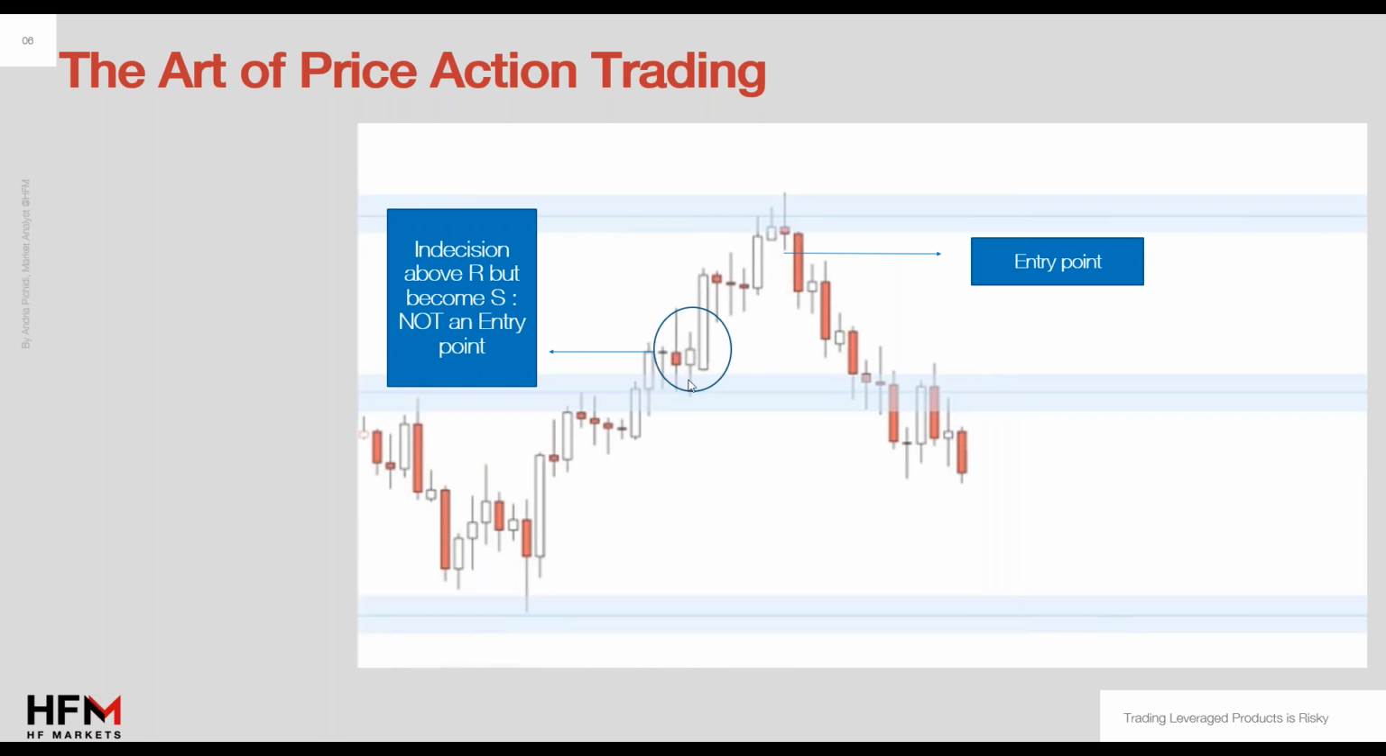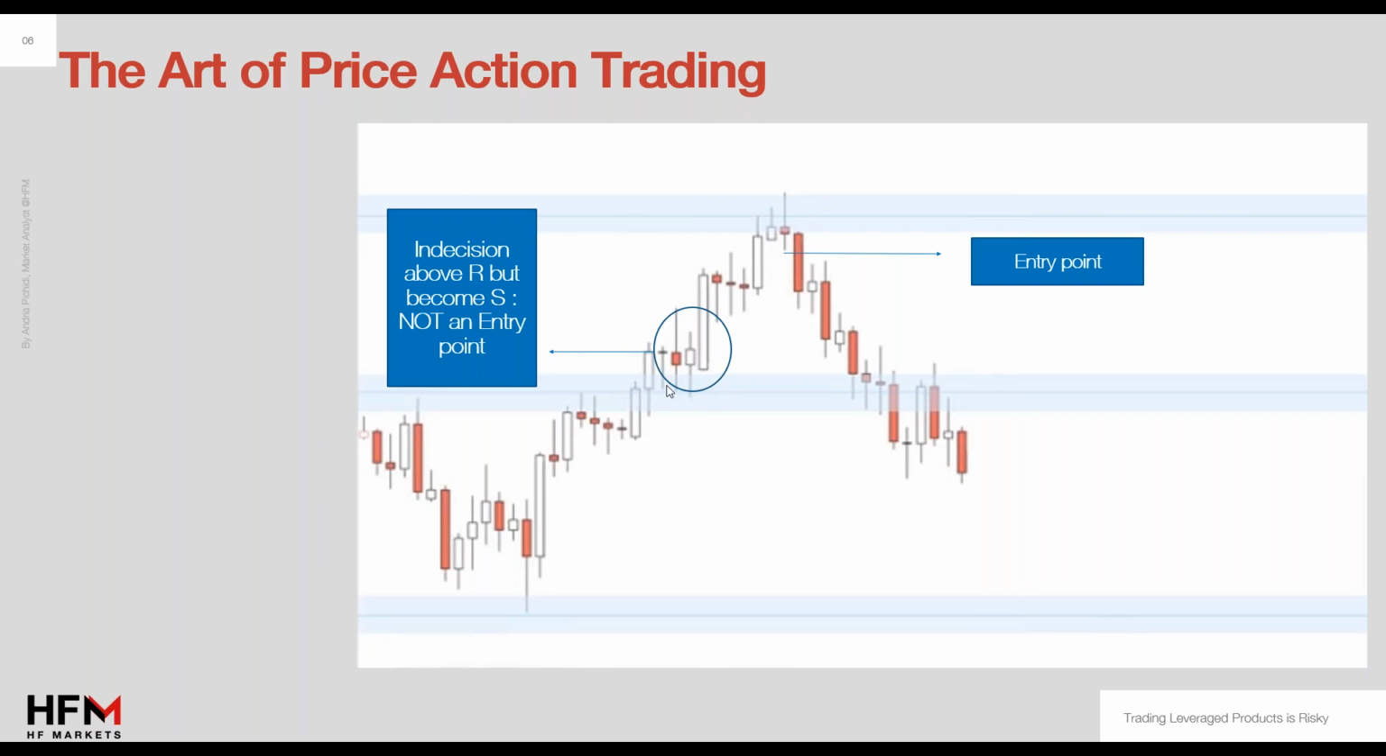Can you see these 3 candles? These 3, not the 4th one. These 3 indecision candles above the resistance area. So indecision candles, an indecision sign above the resistance area, now turn this resistance area into our new support. So it's not an entry point for the time being. It's a sign that this has turned into support.